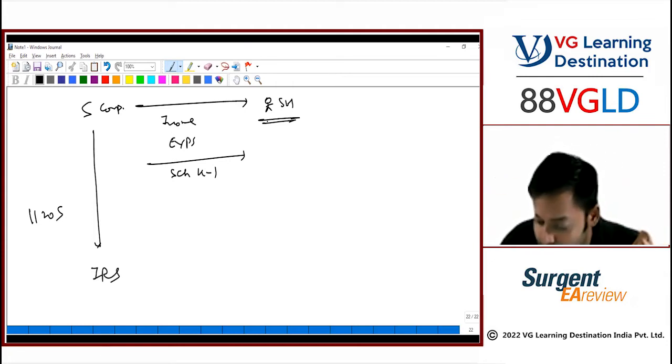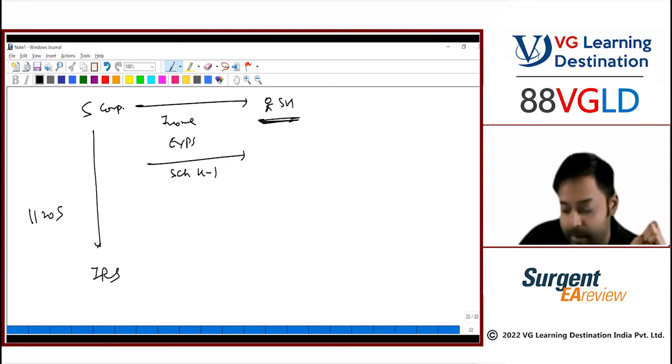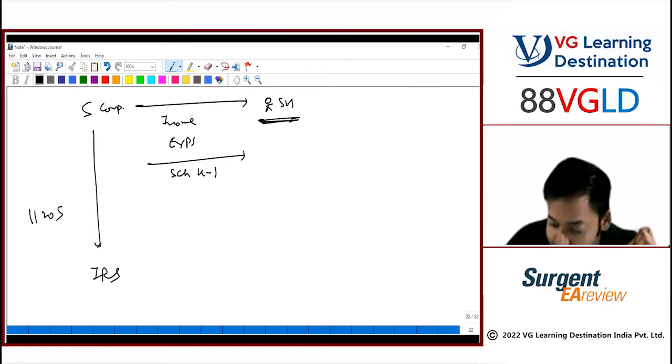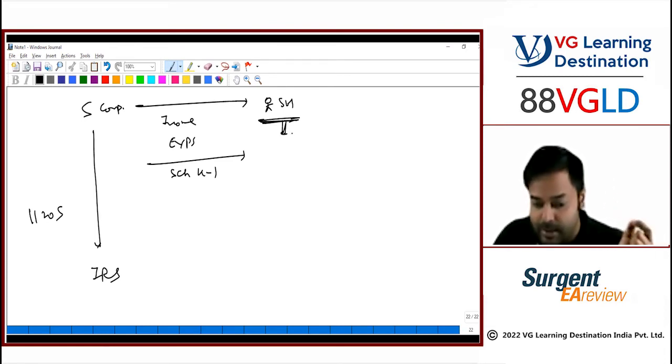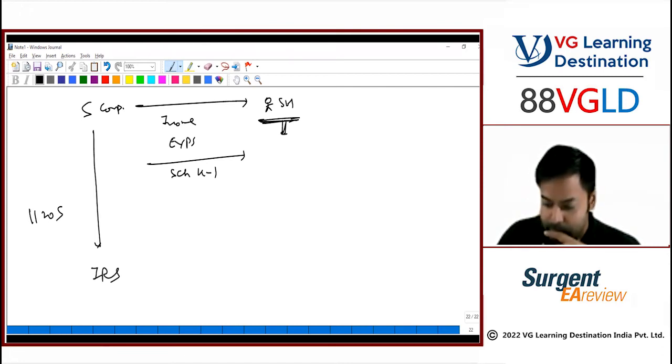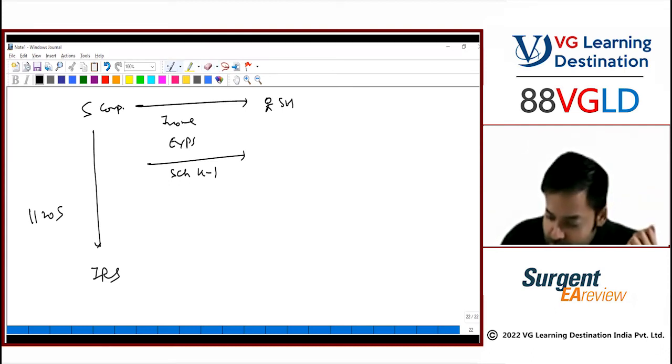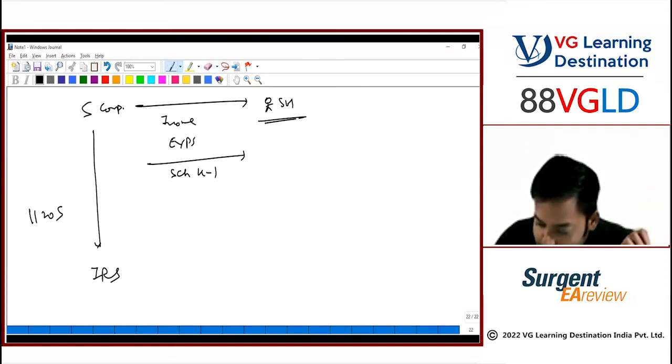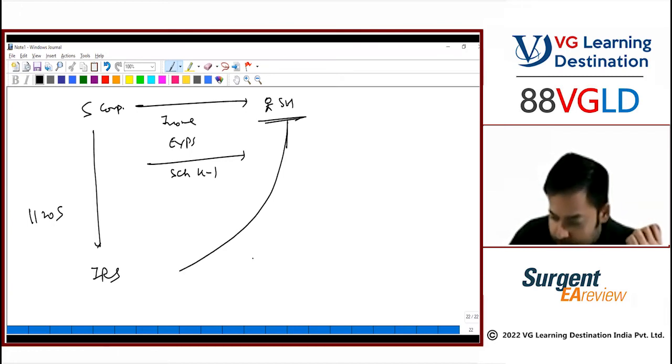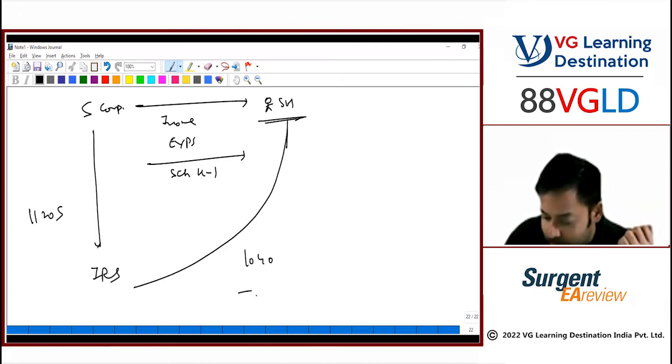Now the shareholder who receives the Schedule K1 will file the return. What is the individual return, guys? Do you know the individual's return number? Okay, it's going to be 1040. So this shareholder is going to file 1040 with the Schedule K1.